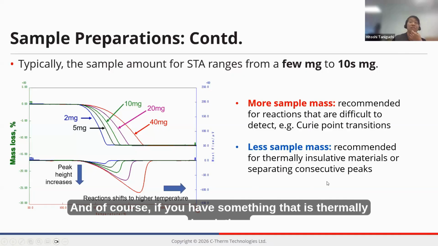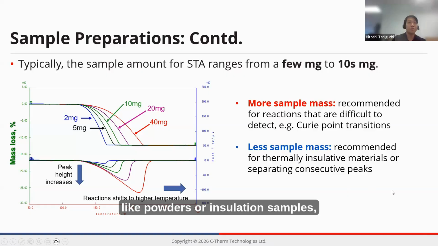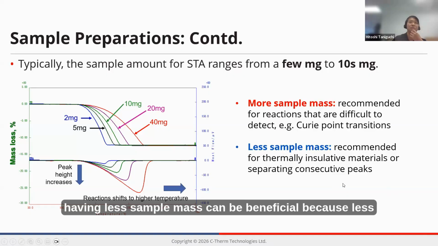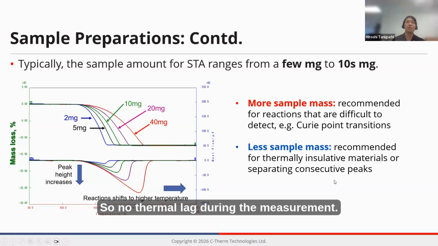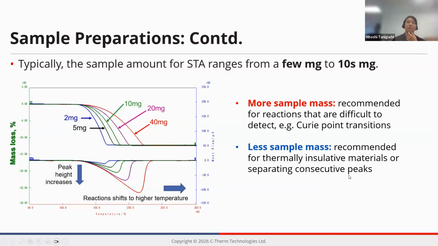And of course, if you have something that is thermally insulative, like powders or insulation samples, having less sample mass can be beneficial because less sample mass means less thermal gradient within the sample. So no thermal lag during the measurement.